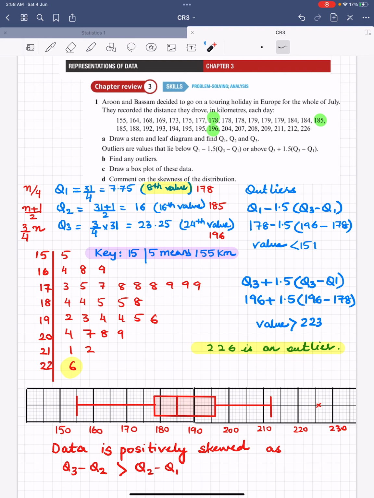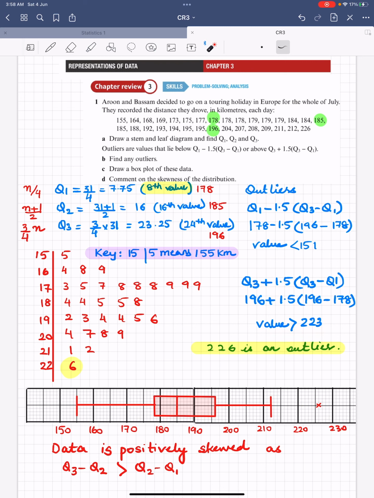Now the next part of the question says outliers are values that are below lower quartile minus 1.5 times the interquartile range, or above upper quartile plus 1.5 times the interquartile range. Find if there are any outliers. So the definition of outlier is already given. Let us find on the lower side, it's Q1 minus 1.5 times the interquartile range. So any value less than 151. And for the upside, it is Q3 plus 1.5 times the interquartile range. So any value greater than 223.